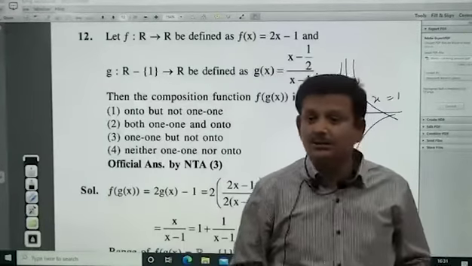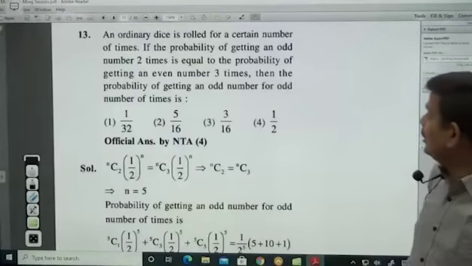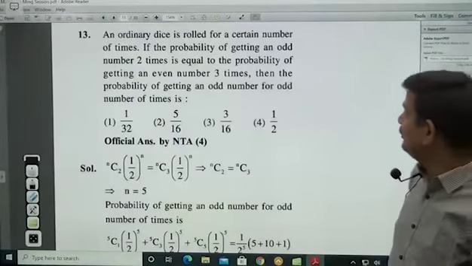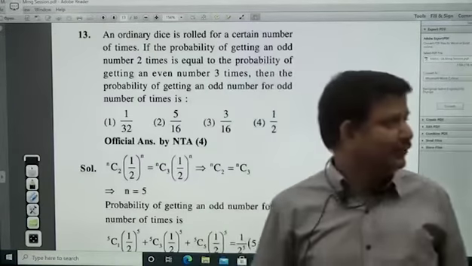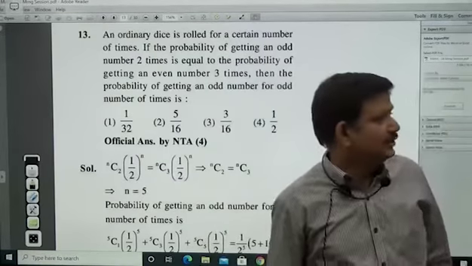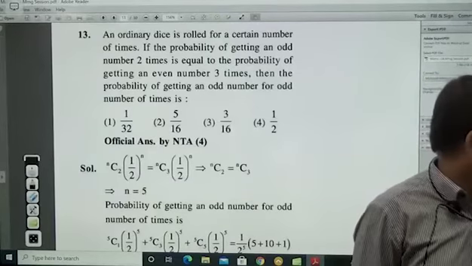A ordinary die is rolled a certain number of times. If the probability of getting an odd number 2 times is equal to the probability of getting an even number 3 times, then the probability of getting odd number of times. Let's say he has rolled the die n times. First thing he is asking is the probability of getting an odd number 2 times.